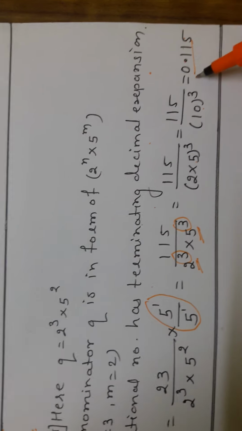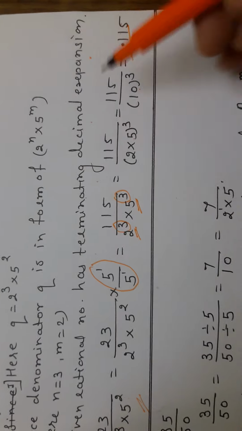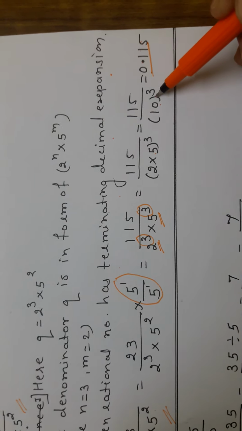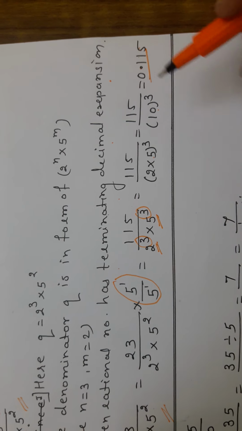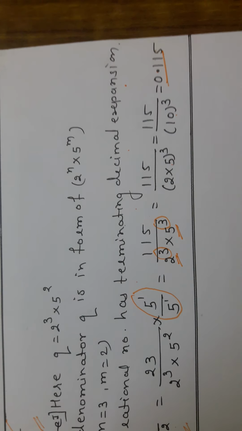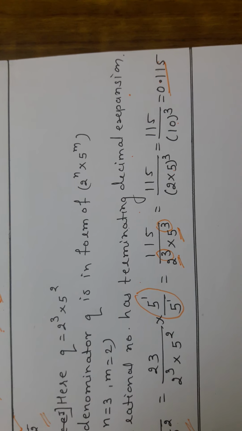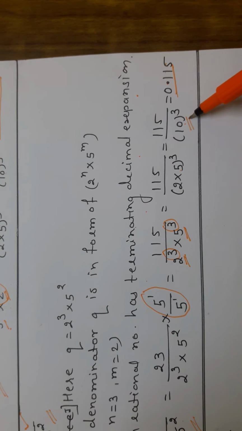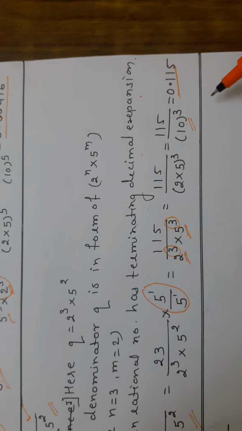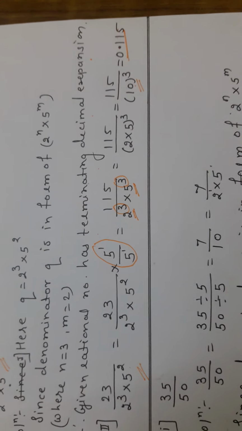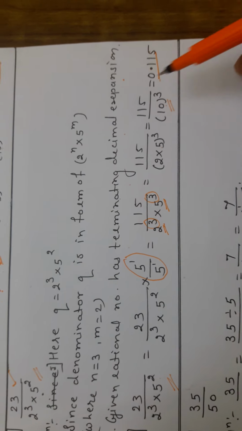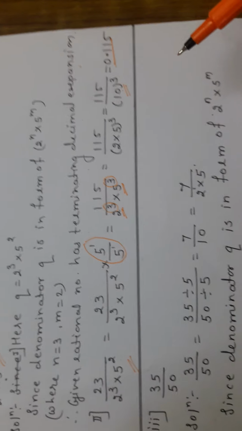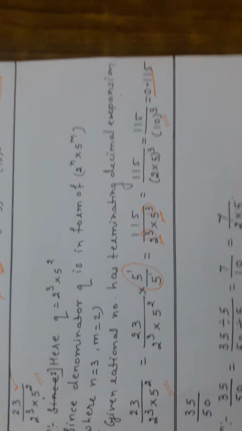Here we can use the fact that the decimal expansion will terminate after 3 places when 10 raised to the power 3 is in the denominator. When 10 raised to the power 2, then after 2 places. If 10 raised to the power 1 is there in the denominator, then the decimal expansion will terminate after 1 place. If 10 raised to the power 4, then the decimal expansion will terminate after 4 places. Terminate means we will get the remainder 0.